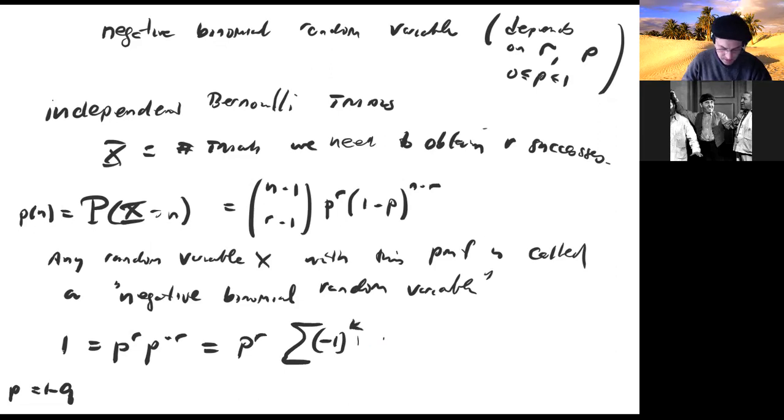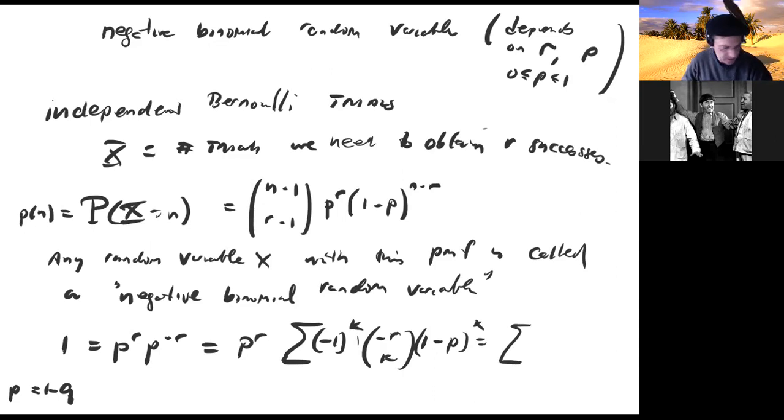So it would be minus r, choose k. I'm using the binomial series from one of the previous slides. Minus 1 to the p to the k, and I can distribute the p to the r through the sum, and I'll get minus 1 to the k.